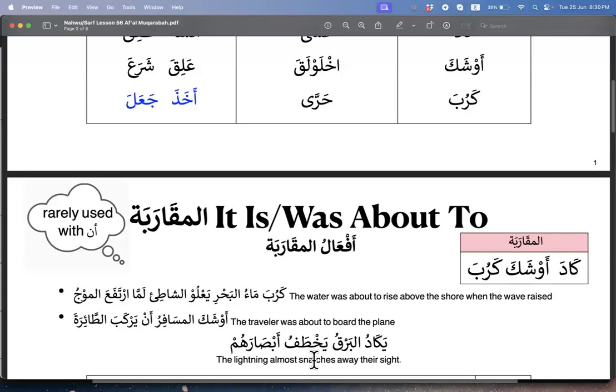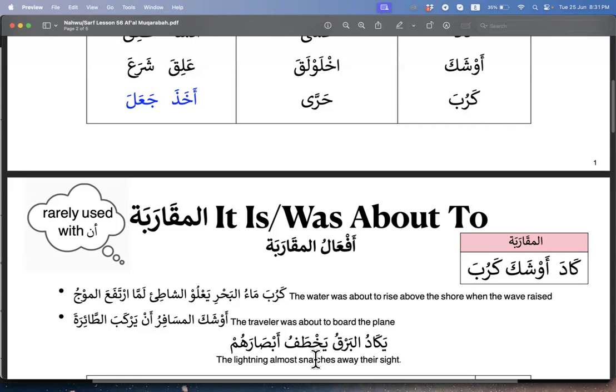Means that the jumlah fi'liyah after that is the khabar of yakadu. So we say what? Jumlah ba'daha fi mahali? Fi mahali nasab. Yes. And then khabar of yakadu, good. And then yakhtafu itself.